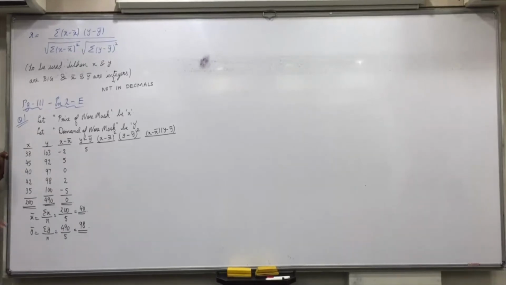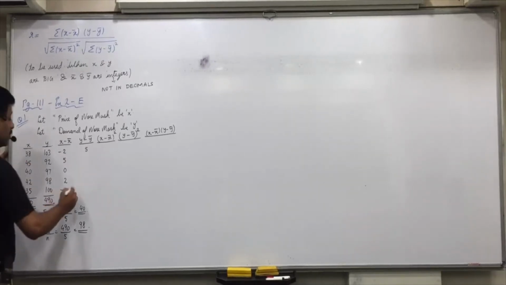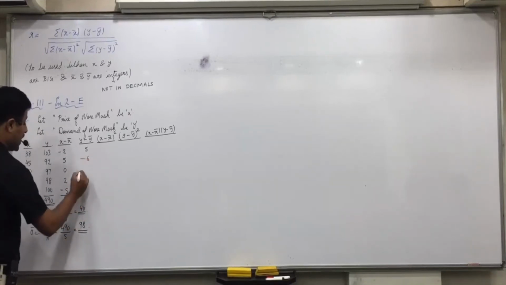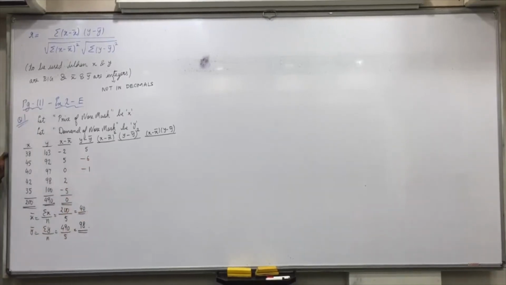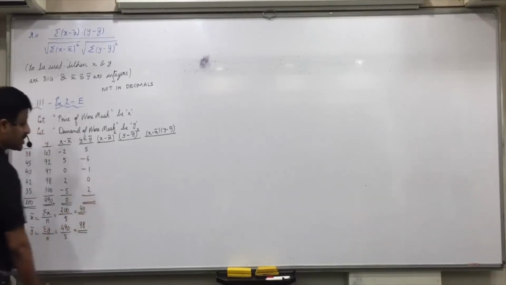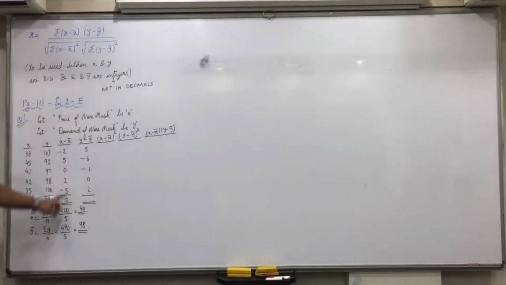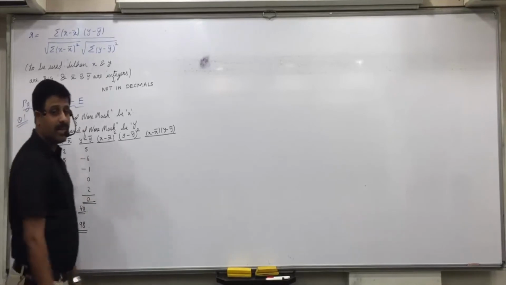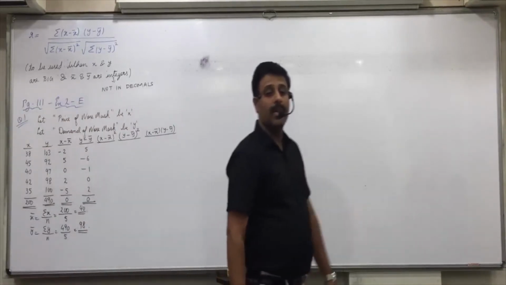Don't press on. Now directly press 92 equals to. Do you get minus 6? Directly press 97 equals to. Do you get minus 1? 98 equals to. Do you get 0? And 100 equals to. Do you get 2? Total must come 0. See, 6 and 1, 7, 5 and 2, 7. So total is 0. Negative 7, positive 7, so 0.